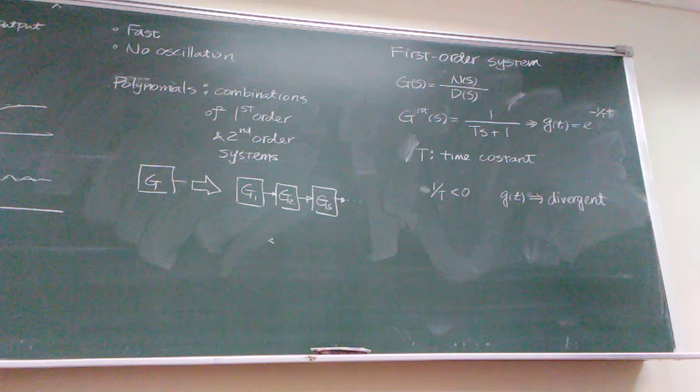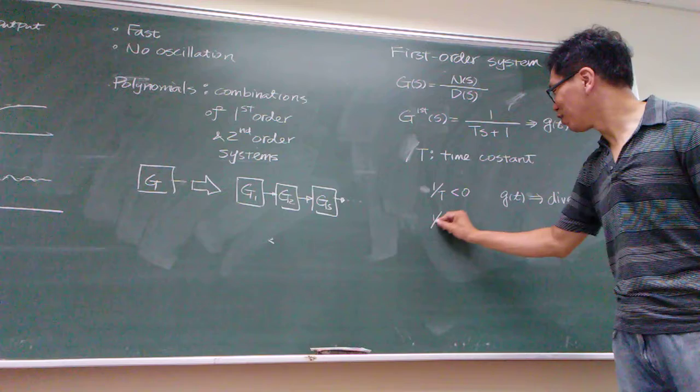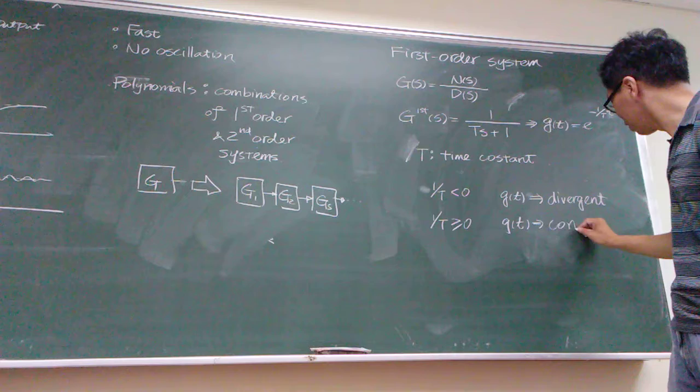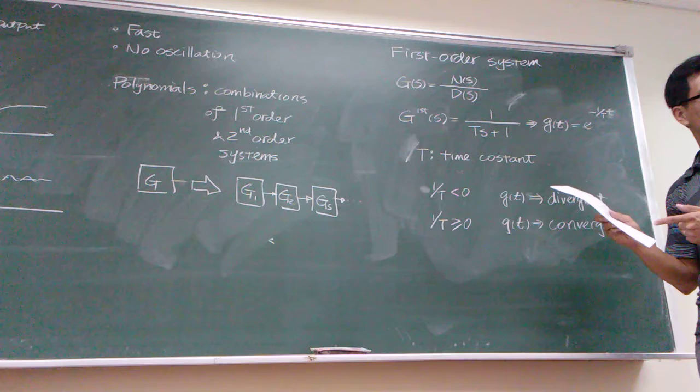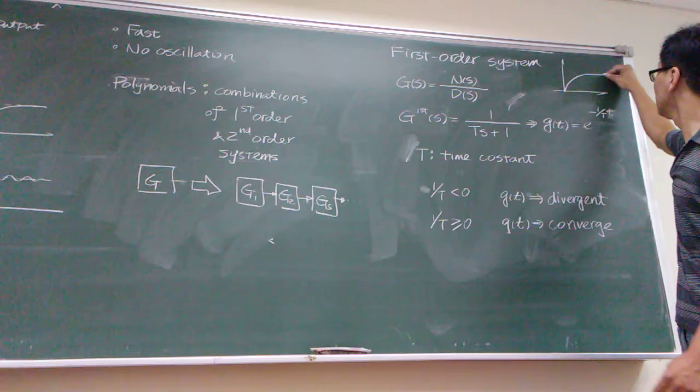Sorry, confused myself. Yeah. So if this is smaller than zero, then it's going to be divergent. If this one is greater than zero, this is going to converge. In your notes, you're going to find an example. When you have the t greater than zero or smaller than zero, you're going to find out, if you plot that in the time domain, either you're going to have a constant response, or you're going to be divergent.